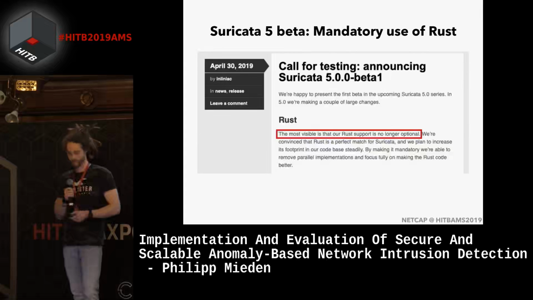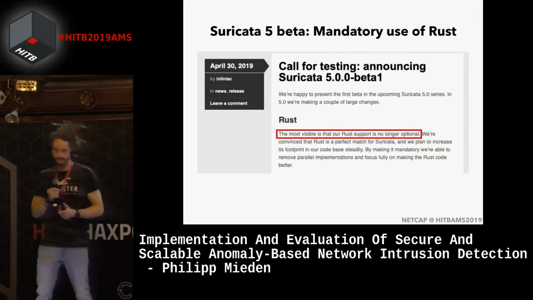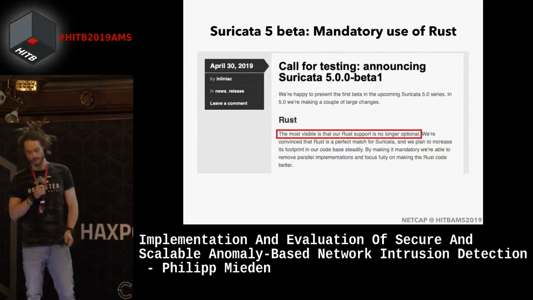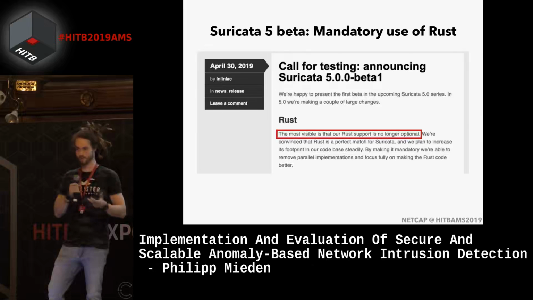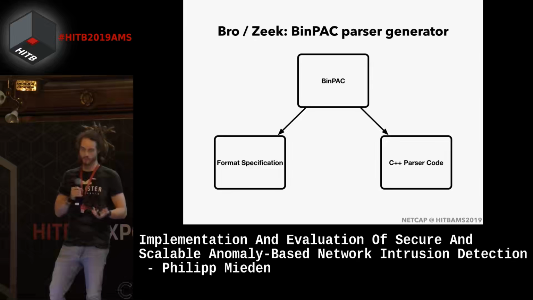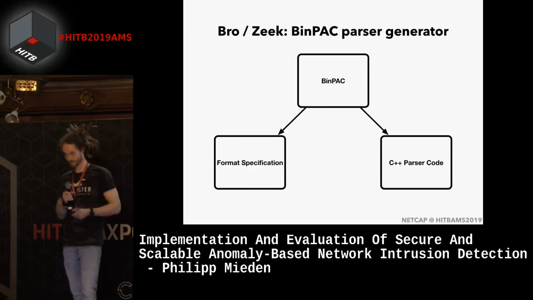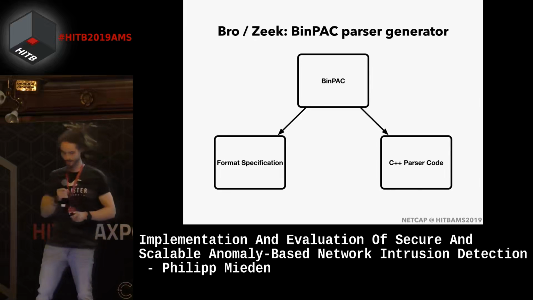What's nice, though, is that for the next version of Suricata, they are making Rust mandatory. Currently it is still optional. This way they don't have to maintain separate implementations. Bro, for example, has now been renamed to Zeek, which is a pity because I really like the name Bro.